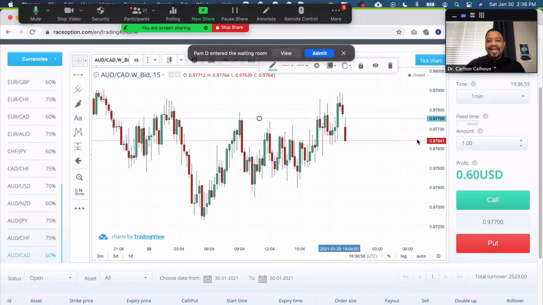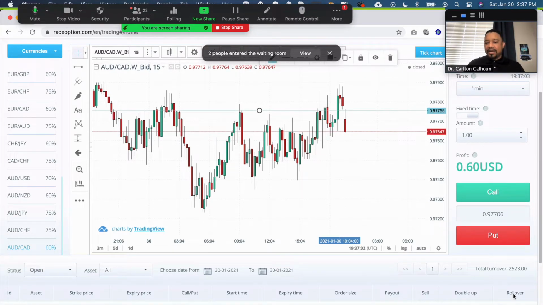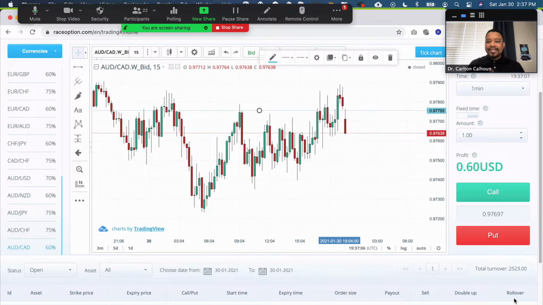If it had not got close enough to the expiration time, you would see an icon pop up under rollover. As soon as I click that, it extends my time by 1 minute. So whatever your time is, rollover doubles your time. So if I hit rollover, it gives me an additional minute. If I hit rollover again, it doubles to 2 minutes. So now the trade is 4 minutes. Does that make sense so far?